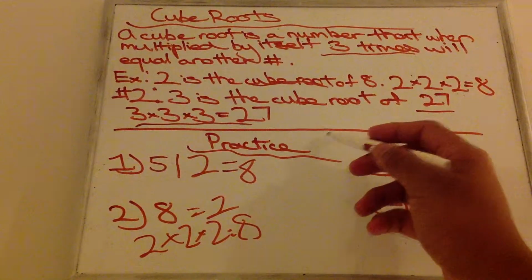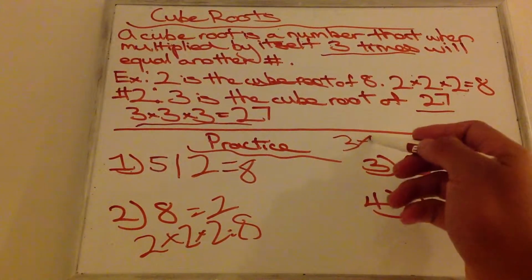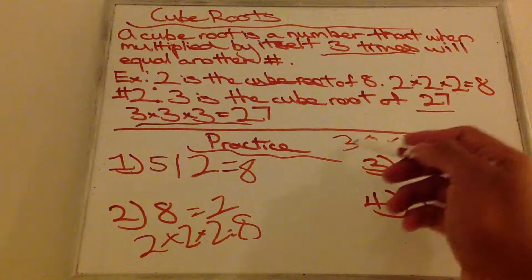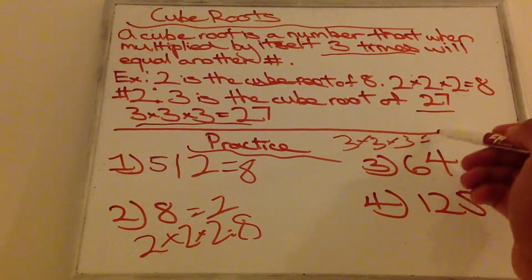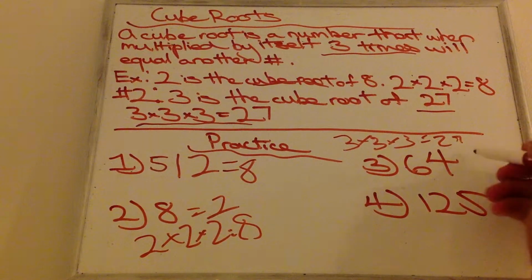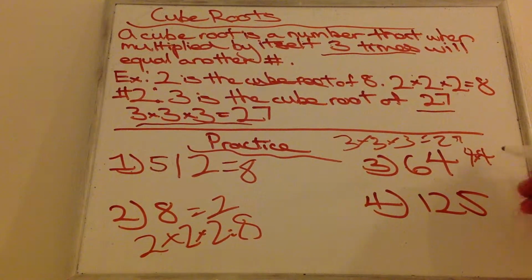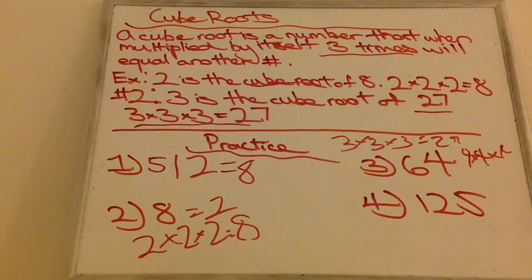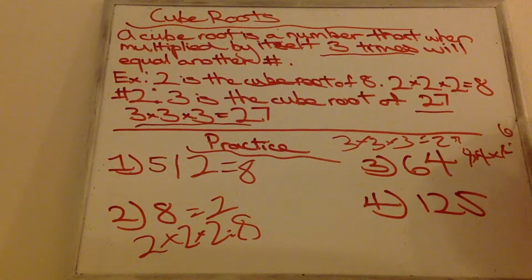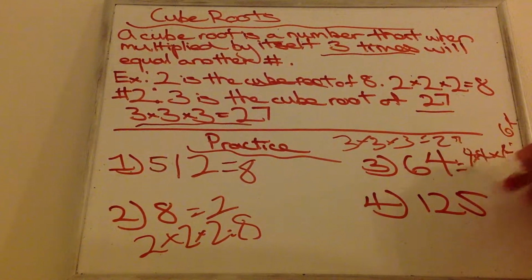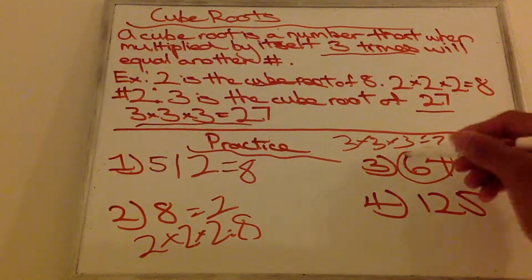Is it 3? 3 times 3 times 3. Well, 3 times 3 is 9, times 3 is 27, so no. What about 4? 4 times 4 is 16, times 4 is 64. So you could say that 4 is the cube root of 64.